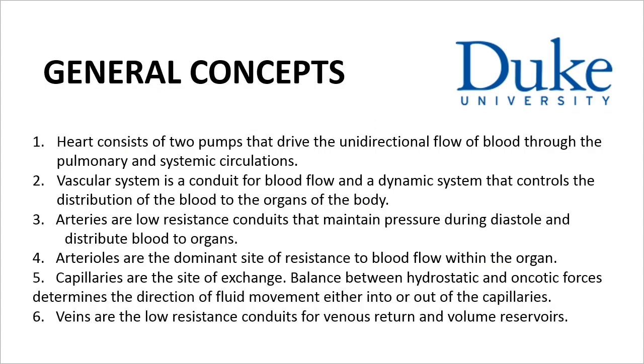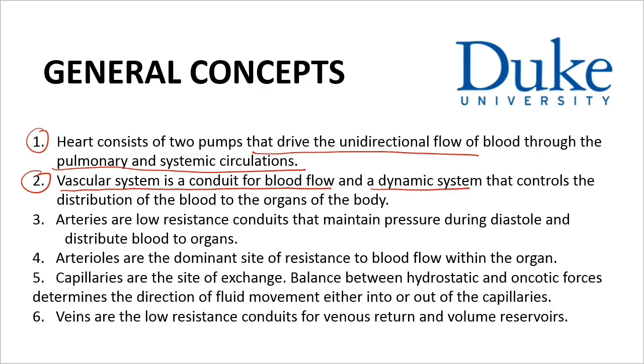All right, what are our general concepts? So the first general concept is that the heart consists of two pumps that drive the unidirectional flow of blood through the pulmonary and the systemic circulations. Secondly, this vascular system is a conduit for the blood flow, and it's a dynamic system because it can control the distribution of the blood from one area of the body to another.